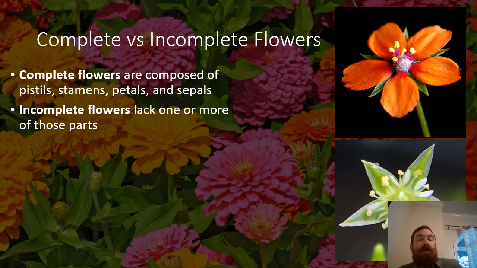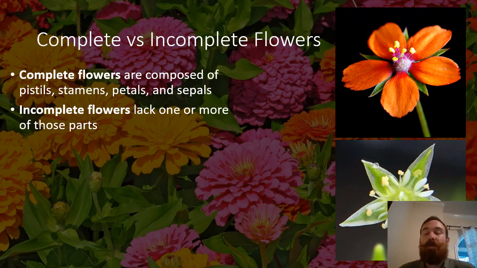Complete flowers. Once again, this is often confused with perfect and imperfect flowers. Perfect and imperfect has to do with whether they have both male and female parts, or only male or only female parts. Complete and incomplete has to do with the presence or absence of parts from the floral whorls. So a complete flower has all four floral whorls fully developed.